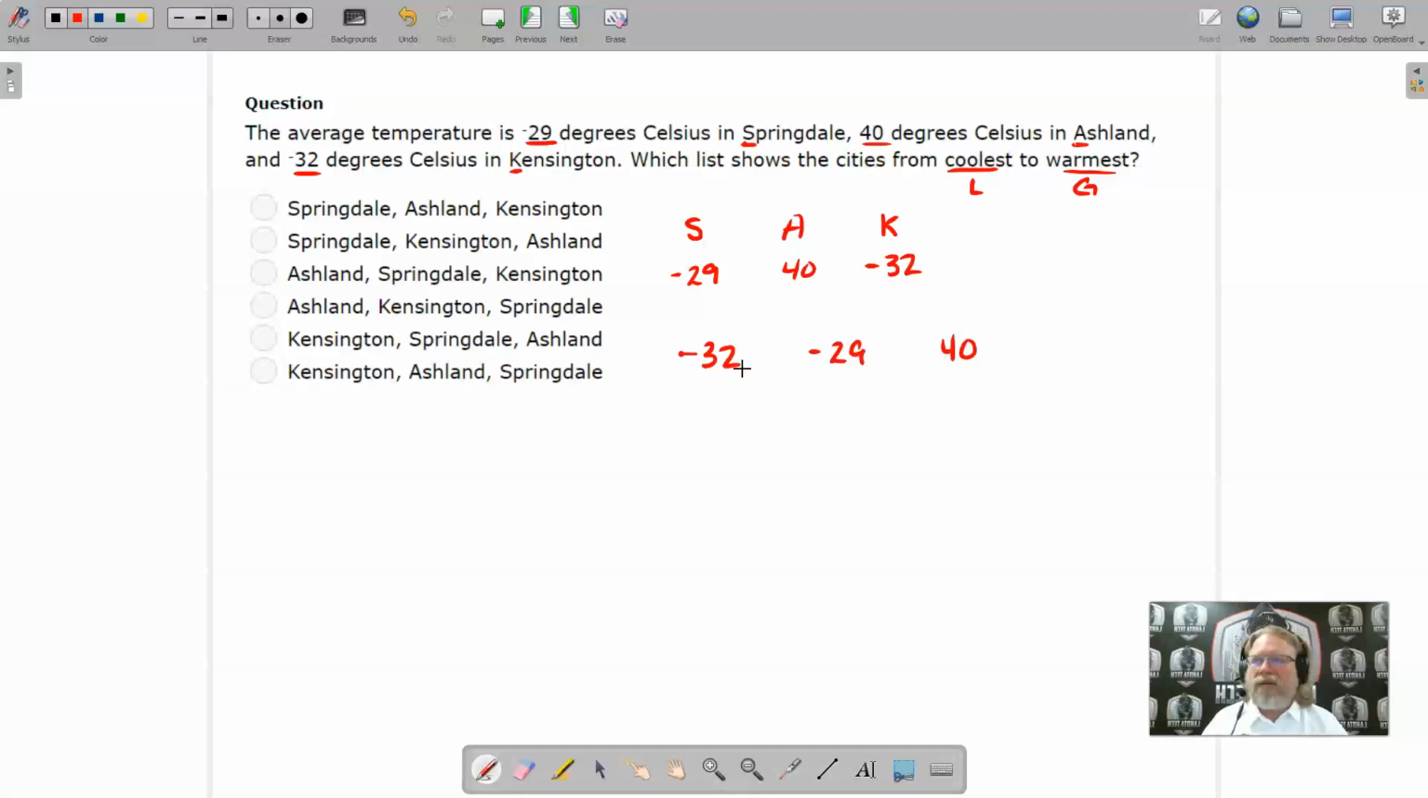So let's put our letters that are associated with each one. Negative 32 gets a K. Negative 29 gets an S. And 40 gets an A. So we're looking for what? Kensington, Springdale, Ashland. Kensington, so it's going to be one of the last two. Springdale, Ashland. So it's this second to the last choice, or what is it? The fifth one down? Kensington, Springdale, Ashland.